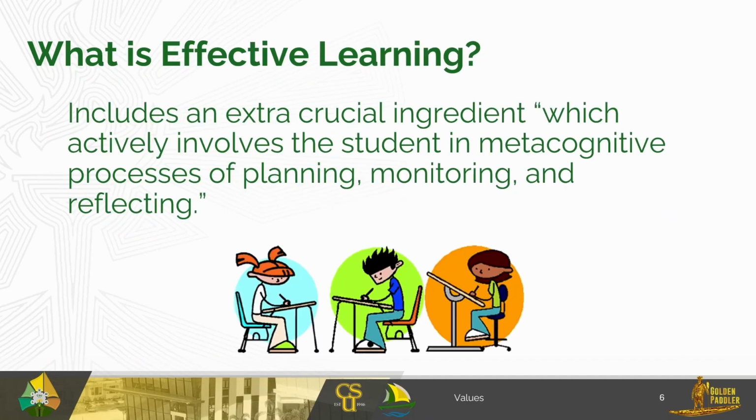So what is effective learning? Remember, in the previous session, we talked about self-regulated learning, which refers to monitoring and managing one's cognitive processes and the awareness of and control of our emotions, behavior, motivations, and environment in relation to learning. Effective learning includes an extra crucial ingredient which actively involves the student in a metacognitive process of planning, monitoring, and reflecting. Thus, effective learning requires students to be actively involved in their own learning and personal development.